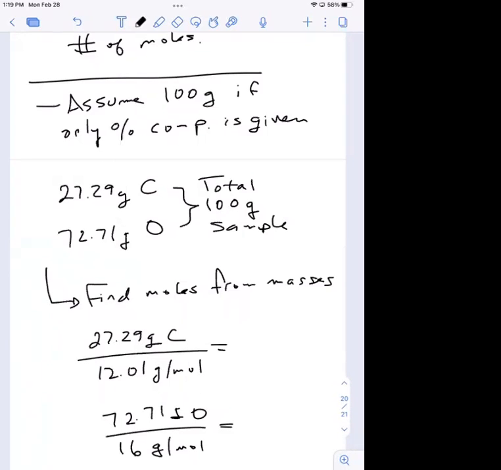So again, if we don't have masses, but we have percent composition, we can work from the percent composition to determine the masses. And then once we get the masses, we can figure out the moles. And the rest of it after that is all academic.